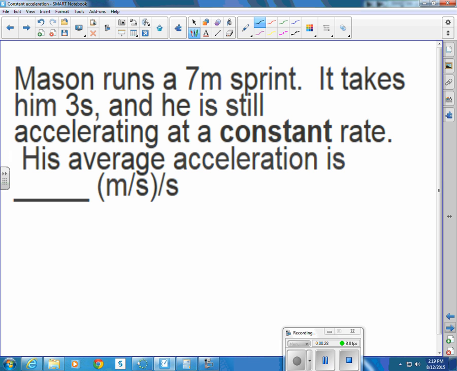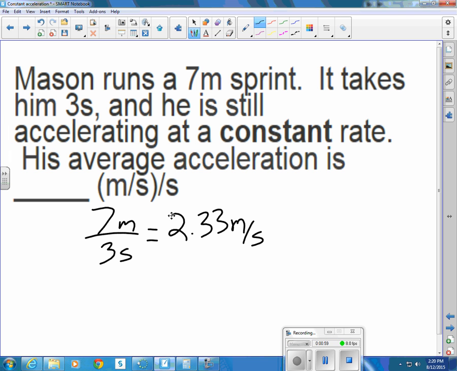So let's say Mason runs a 7-meter sprint. It takes him 3 seconds, and he is still accelerating at a constant rate. So he started at 0. We could find his average speed. We could say, well, his velocity was 7 meters in 3 seconds. The calculator will tell us that that is about 2.33 meters per second. So that's his average speed.